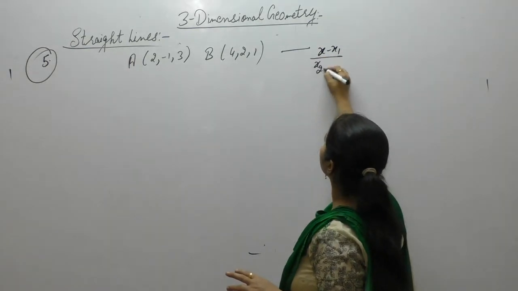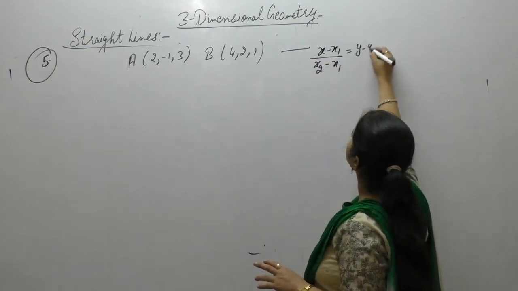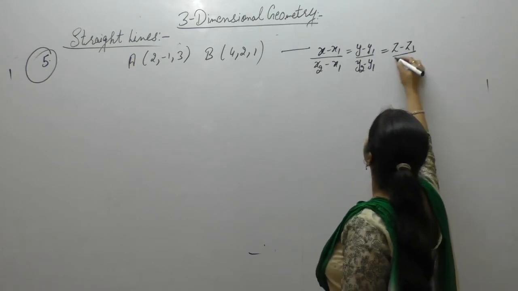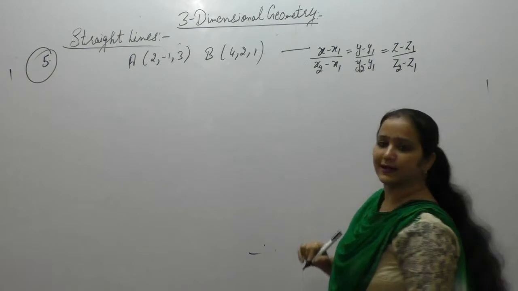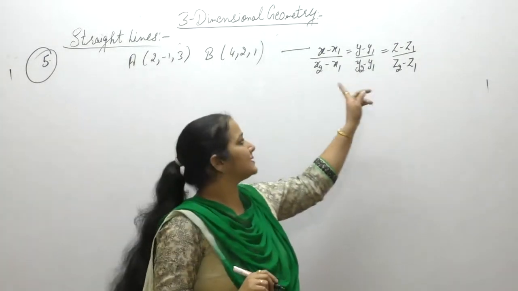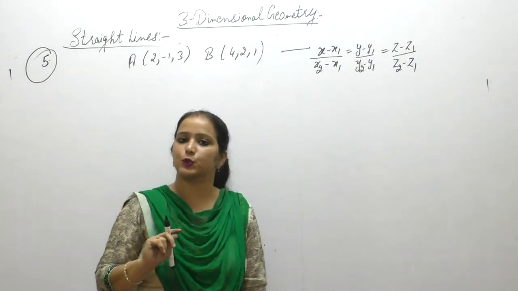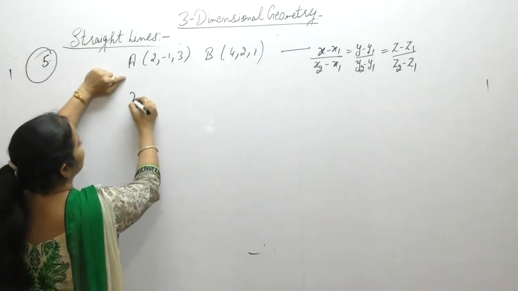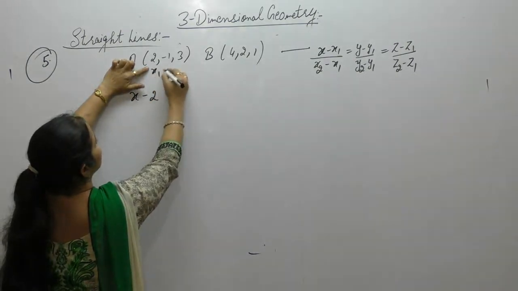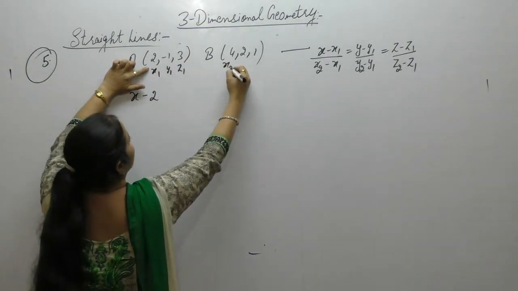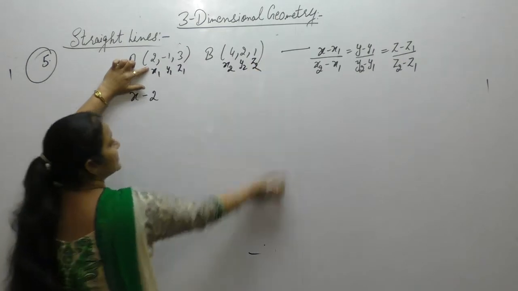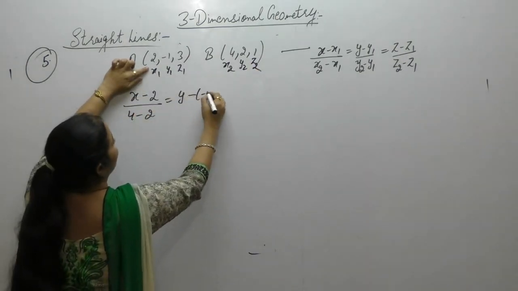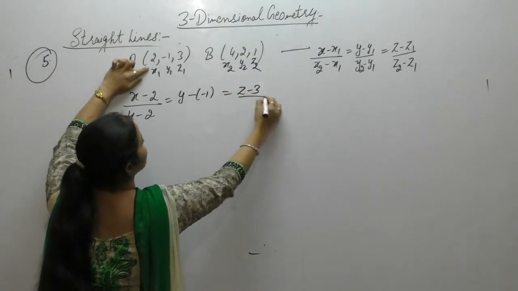(x - x1)/(x2 - x1) = (y - y1)/(y2 - y1) = (z - z1)/(z2 - z1). This is the Cartesian equation of a line that passes through 2 points. Now 2 points are given, so what will be the Cartesian equation? x minus, this is x1, y1, z1, x2, y2 and z2. x2 minus x1, y minus y1, z minus z1.